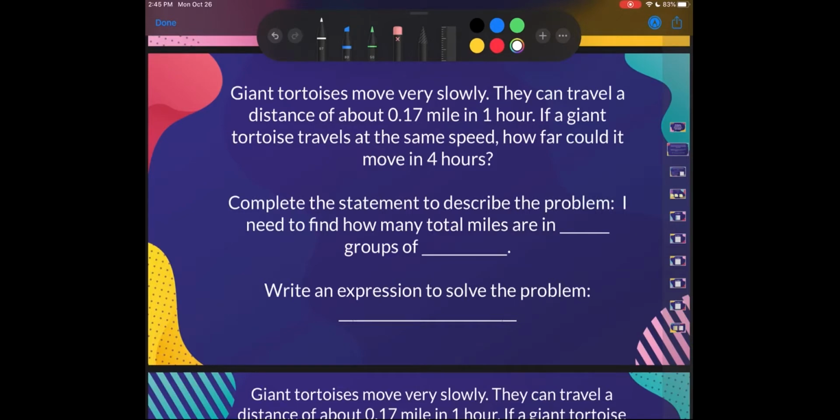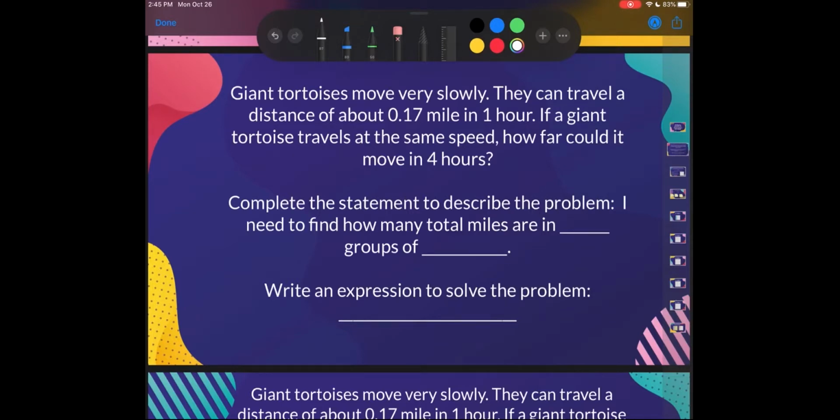All right, so let's think about this problem. It says that giant tortoises move very slowly. They can travel a distance about 1/1700th mile in 1 hour. That's like not even one lap around a track. If a giant tortoise travels at the same speed, how far can it move in 4 hours?